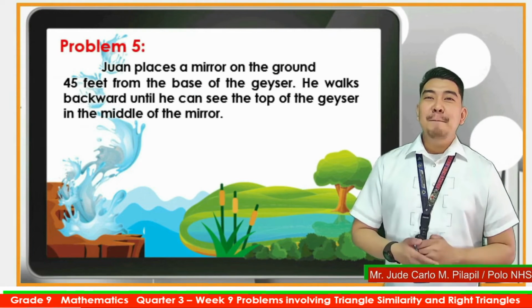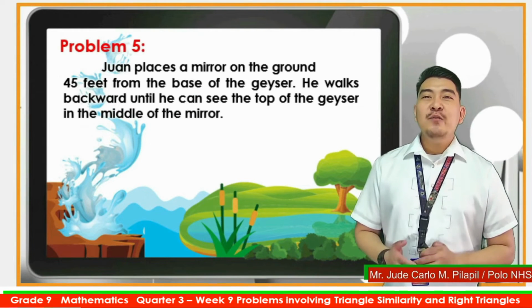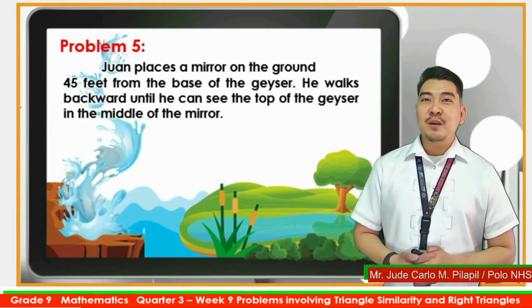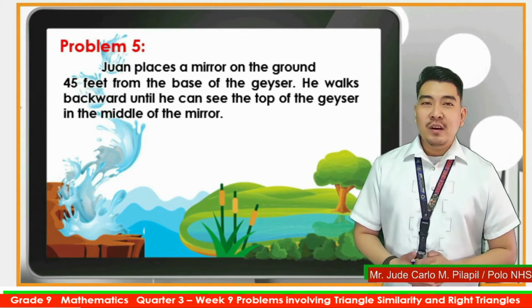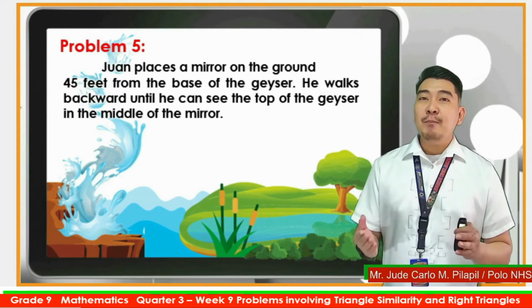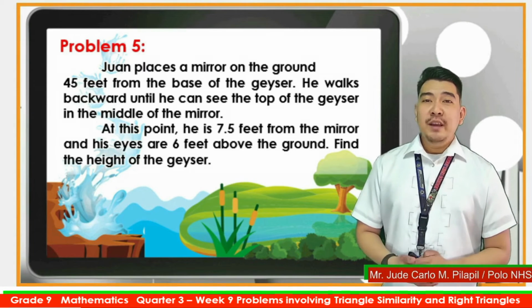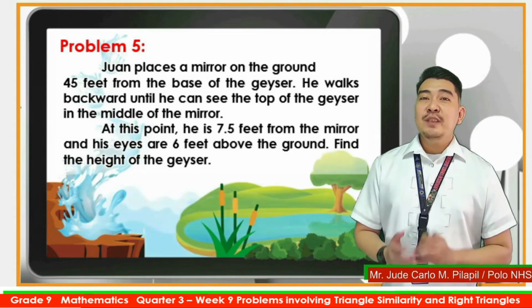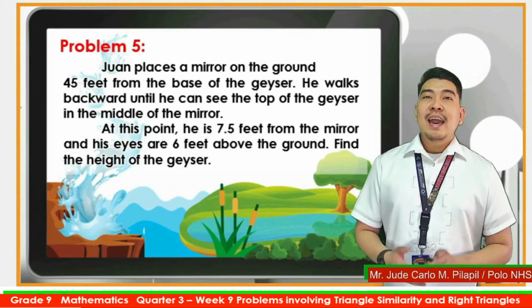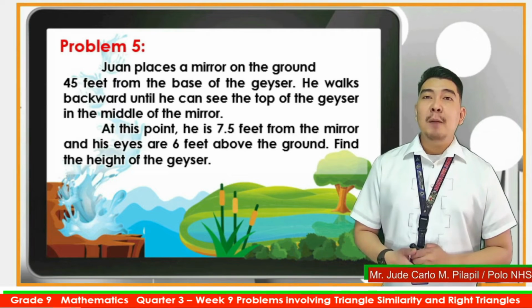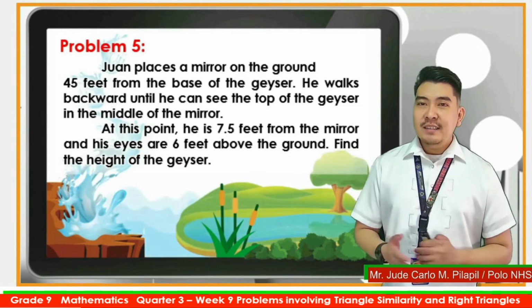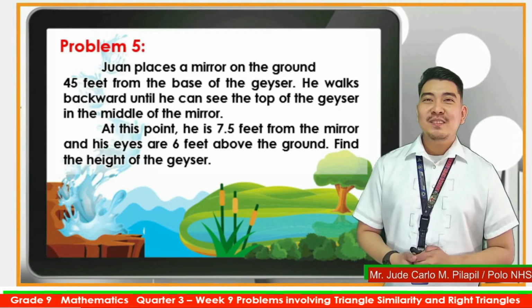One places a mirror on the ground 45 feet from the base of the geyser. He walks backward until he can see the top of the geyser in the middle of the mirror. At this point, he is 7 5/10 feet from the mirror and his eyes are 6 feet above the ground. Find the height of the geyser.